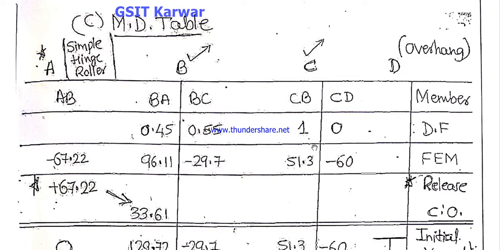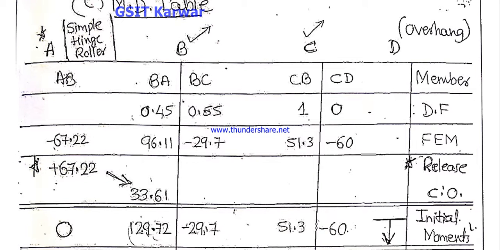After that, we also calculated the fixed end moments, and according to the member, you should write them down. Fixed end moment AB is minus 67.22, fixed end moment BA is 96.11, and fixed end moment BC is equal to minus 29.7. Like this you can write.